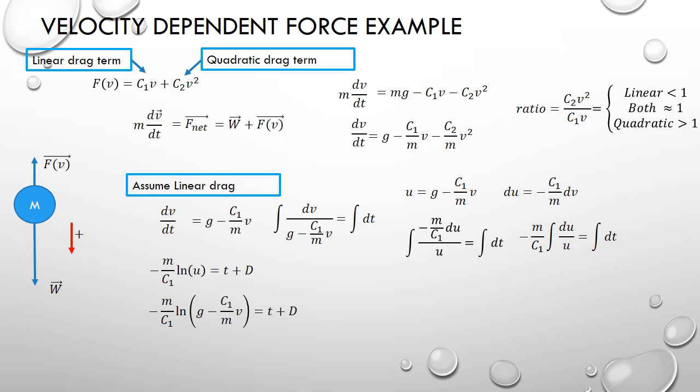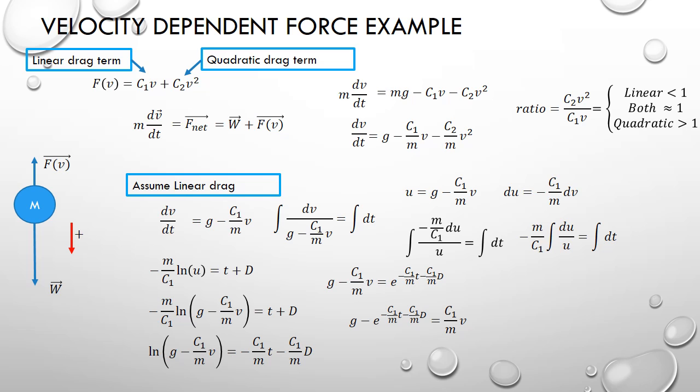I plug back in my substitution, and this is the solution to the differential equation that we have to deal with. So now I need to solve for v. I multiply by minus c1 over m on both sides, and then I take the exponential of both sides, and then I solve for v. And this is my function v of t that I get. It is represented in this form. Now we have to find our constant d.